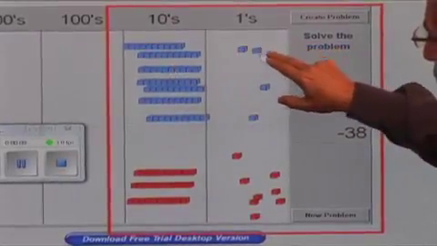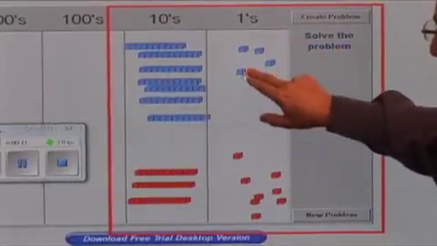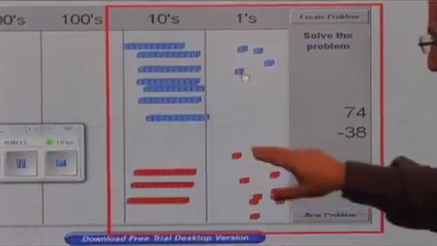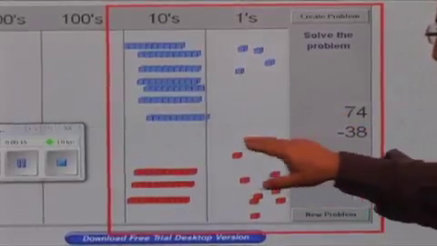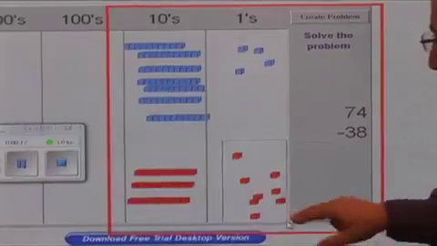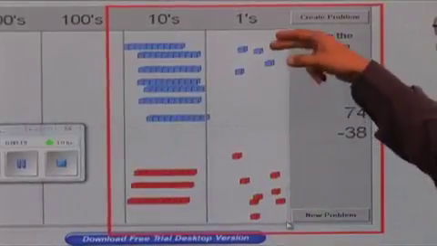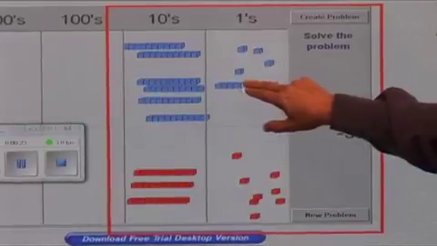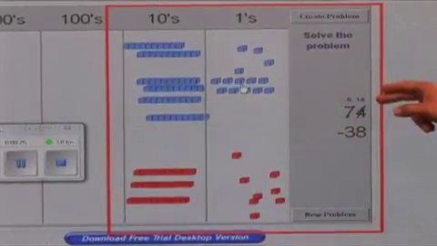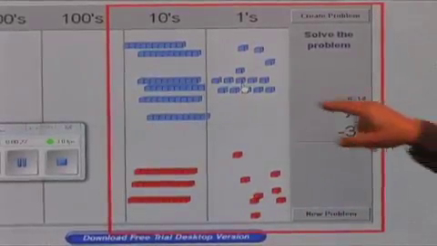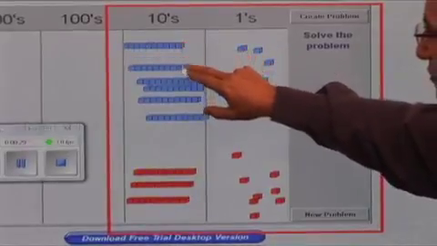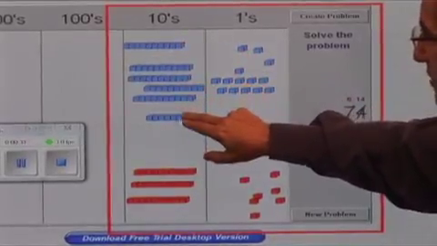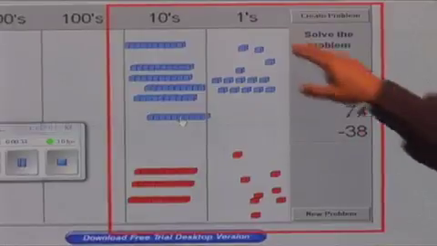I have 4 of the blocks up here, and I have 8 of them down on the bottom, and these 8 that are down on the bottom cannot, there are more of them than there are in the blue. So I'm going to bring one of the 10s over here, and if you take a look over here, there are now 6 in the 10s column, and there are now 14.